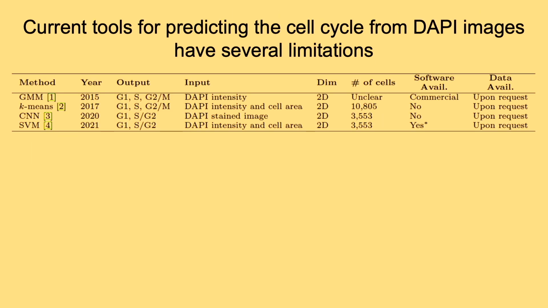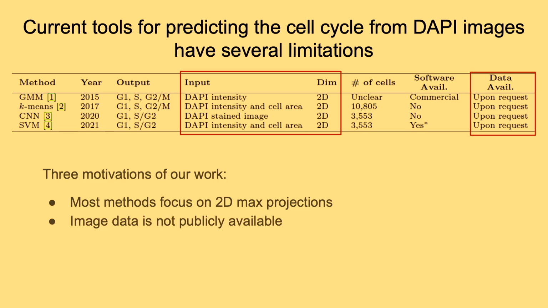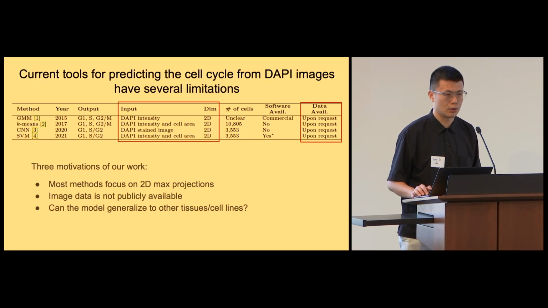Here, I summarize all the existing tools for predicting cell cycle stages from DAPI images. However, those existing tools have several limitations. For example, most of the existing tools focus on 2D maximum projections, which throw away a lot of the 3D cellular image information. And those image datasets are not directly available. You need to send emails to them. 2 of them did not reply to our request. And also, it would be interesting to see if we can extend these models to other cell lines or tissues.